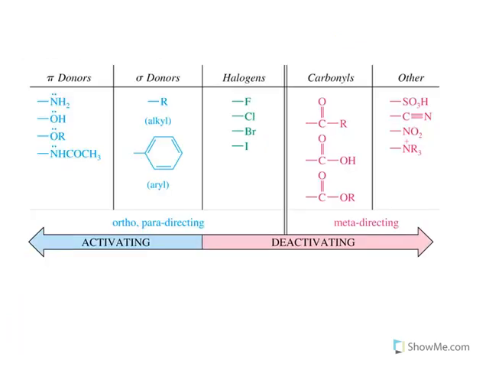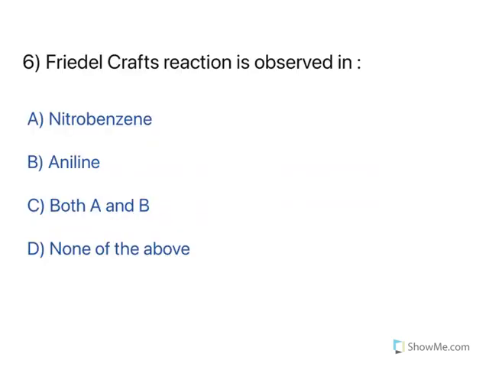In fact, there is a list. Take a screenshot of this. These groups are called activating and ortho-para directing. These remaining groups are called deactivating and meta directing. Now the last one. Friedel-Crafts reaction is observed in, look at this, nitrobenzene, aniline, both of them, and none of the above.